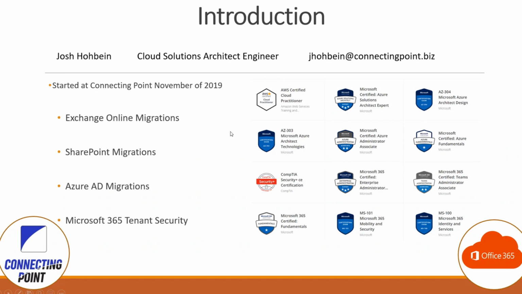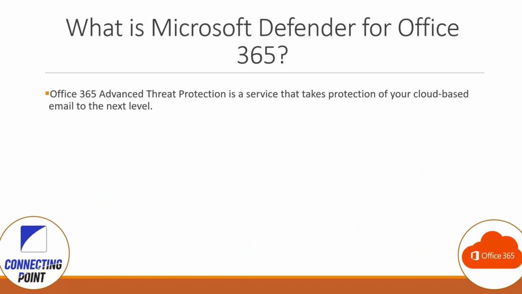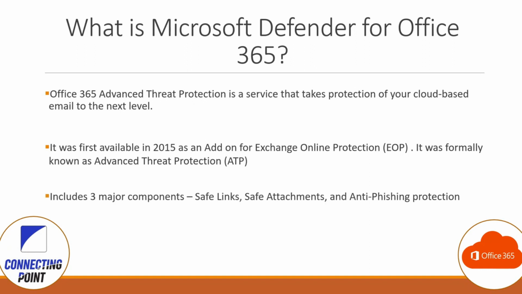Let's go ahead and get into the Defender. So what is Microsoft Defender for Office 365? Office 365 Advanced Threat Protection is a service that takes protection of your cloud-based email to the next level. It was first available in 2015 as an add-on for Exchange Online Protection, and it was formerly known as Advanced Threat Protection, which is now the Defender for Office 365. Microsoft likes to change their names on stuff seemingly every other month. So if you're viewing this in 2 months, it probably has a different name. It includes 3 major components, which are safe links, safe attachments, and anti-phishing protection.